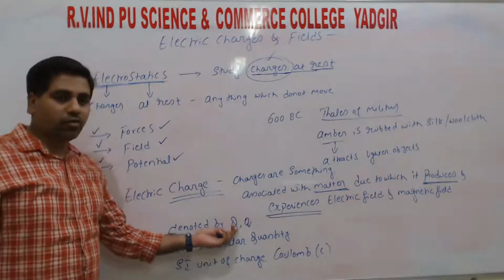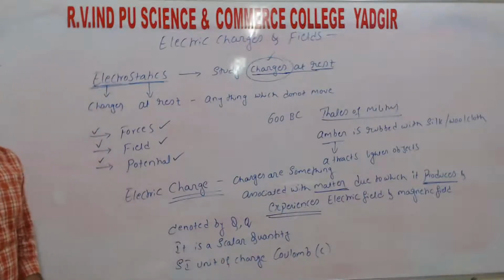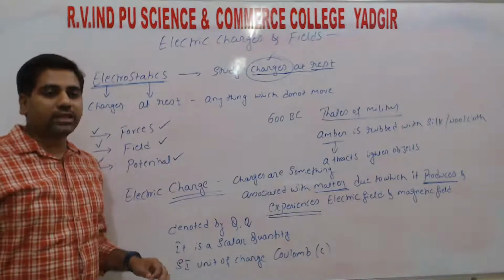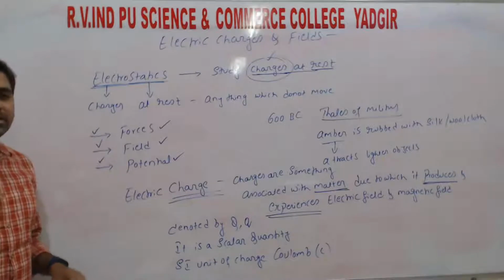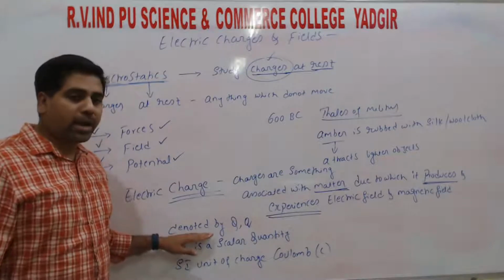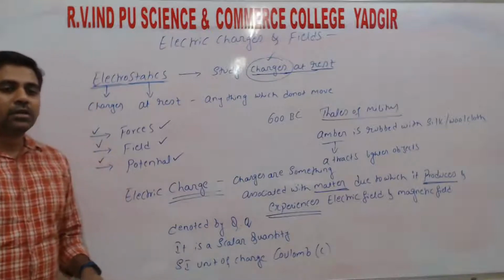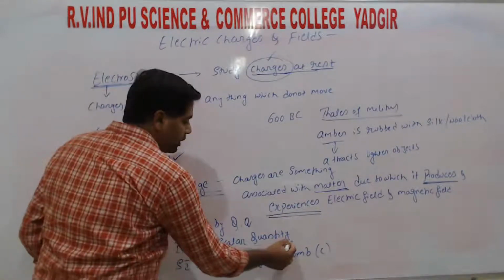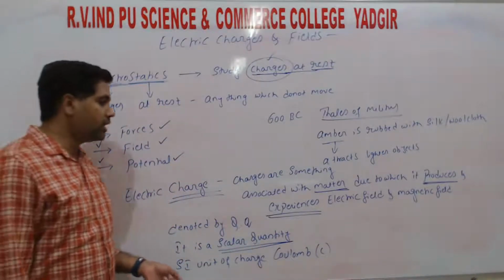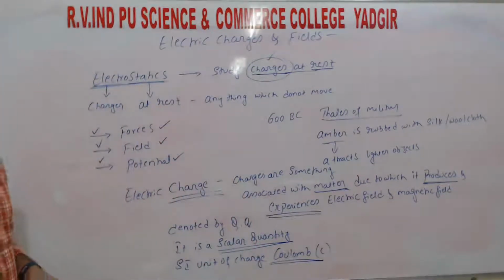Next, it is denoted by Q and it is a scalar quantity, and the SI unit of the charge is coulomb, right? So what is charge? Charge is something associated with matter due to which it experiences and produces the electric field and magnetic field, right? It is denoted by capital Q or small q. The important thing is it is a scalar quantity, that means it has only magnitude, right?